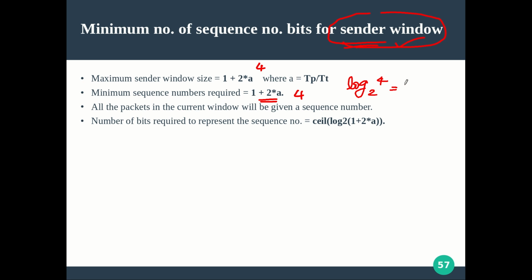So this concept you know, right? Log 4 can be written as 2 power 2, so this will be 2 log 2 to the base 2. Log 2 to the base 2 is 1, so it is 2. So that is how I am getting that, which is nothing but this 1 plus 2a.